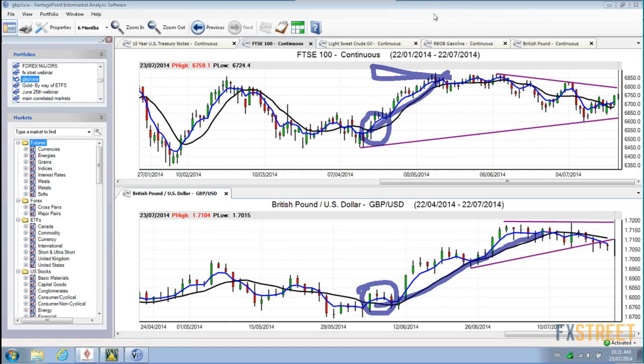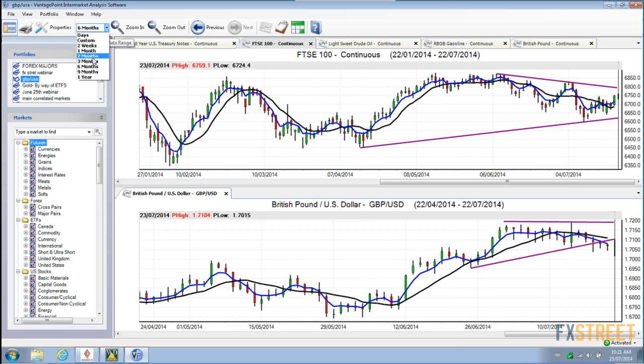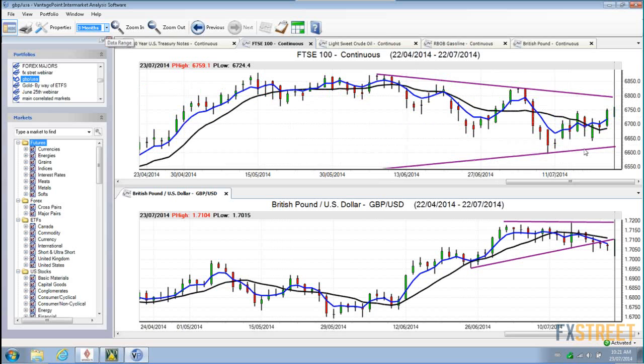Sorry, we're going to take that back to... Okay. Now, when we look at this, what I want to do is just change this back to 3 months so everybody can see this a little clearer. Now, all these little bumps in the road with the FTSE, ultimately it's putting downward pressure on the pound.